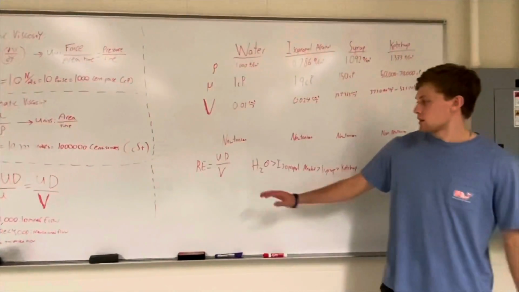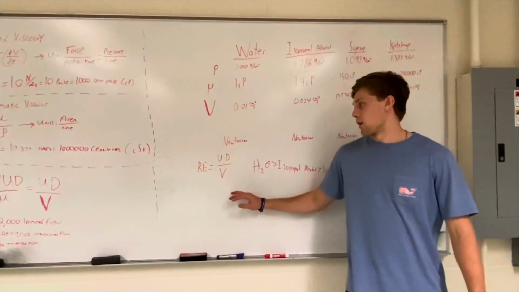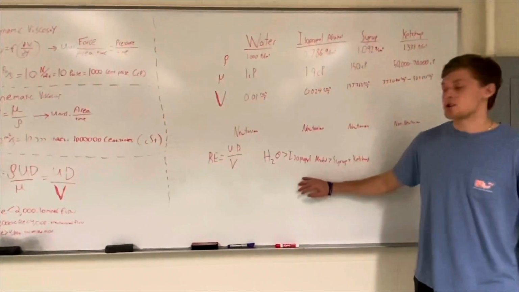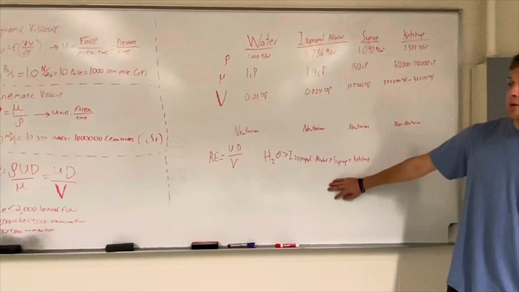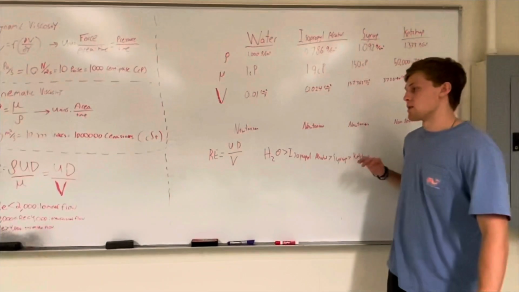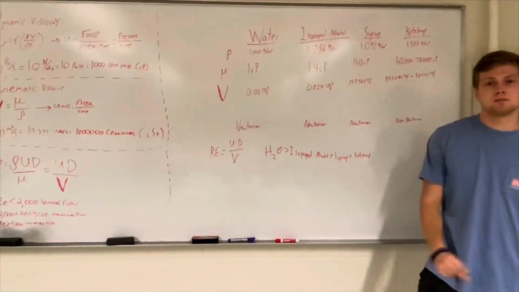So using these Reynolds number values, we find that water is going to be the most turbulent flow. Isopropyl will be the second most turbulent, syrup the third most turbulent, and lastly, with ketchup having the smallest Reynolds number, it's most likely to have the most laminar flow.